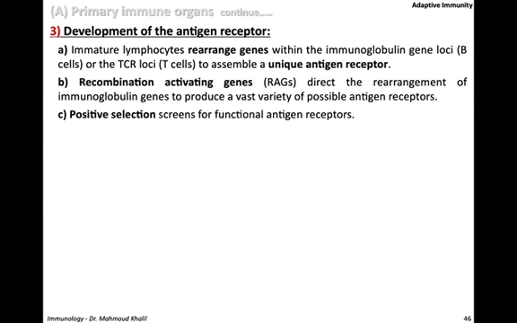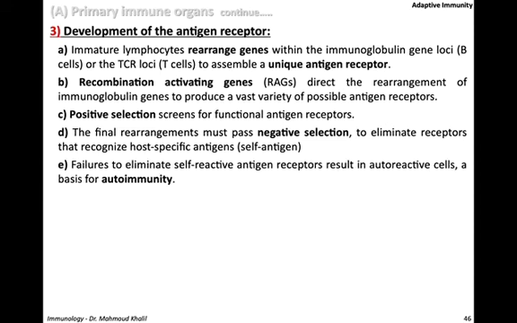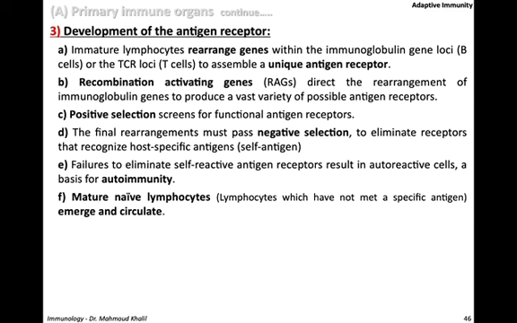There is a positive selection that screens for functional antigen receptors. The final rearrangement must pass the negative selection. And actually, the negative selection is very important to eliminate receptors that recognize self-antigens. Any failure to eliminate this self-reactive antigen receptor will, of course, result in autoreactive cells, and it is the basis of autoimmunity. The naive lymphocyte is a term for the lymphocytes that have not yet met a specific antigen.